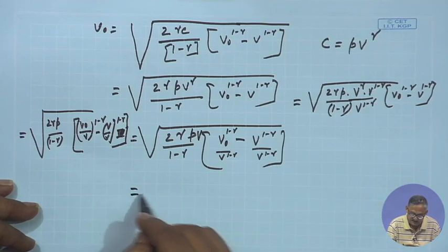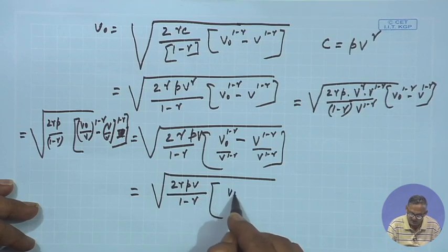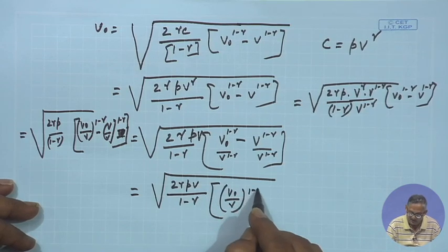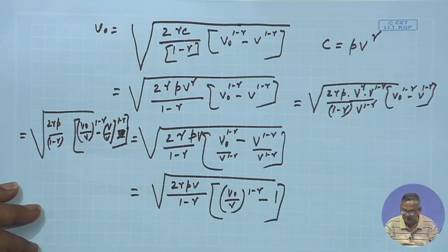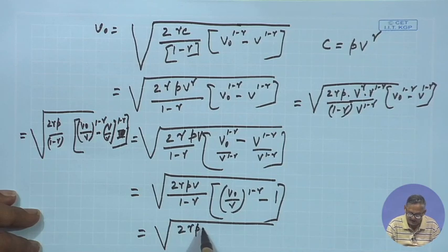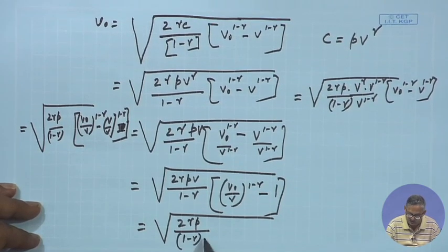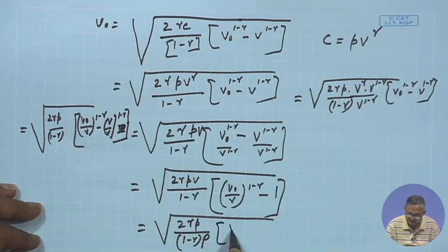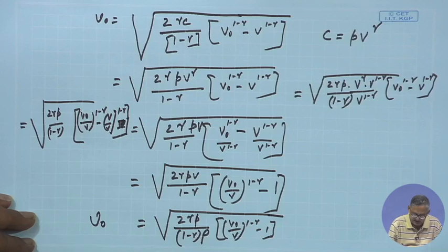So this is equal to under root 2 gamma PV by 1 minus gamma into V0 by V to the power 1 minus gamma minus 1, right? So this also we can write as under root 2 gamma by 1 minus gamma into P by rho into V0 by V to the power 1 minus gamma minus 1, right? So this is the velocity at the tip.